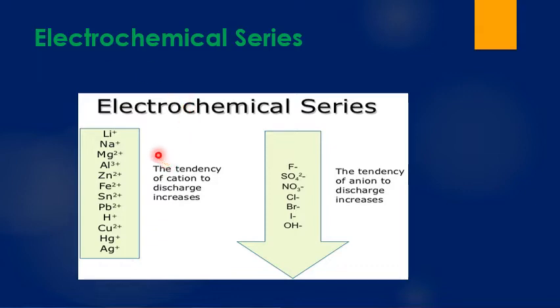Here we have the electrochemical series, and this series is telling us the tendency for a cation to be discharged at the cathode and the tendency for anions to be discharged at the anode. So most often what we will see is that it's going to be hydrogen that's discharged, and the reason why it's discharged is because it is very low in this series. The only things lower than hydrogen are copper, mercury, and silver.